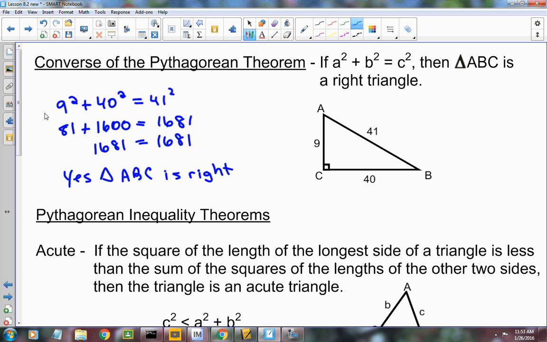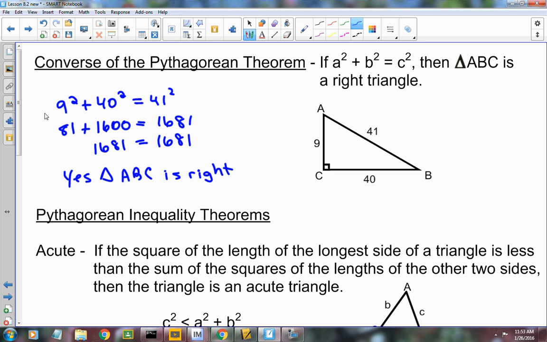Is it a triple? Yes, it is a triple, right? Why? How do we know? Does it make a right triangle? Yes. What is the other thing you have to check? And they're all whole numbers. If they had been fractions or decimals or radicals, then it could have made a right triangle, but not necessarily a triple, okay? It has to be whole numbers that make a right triangle.